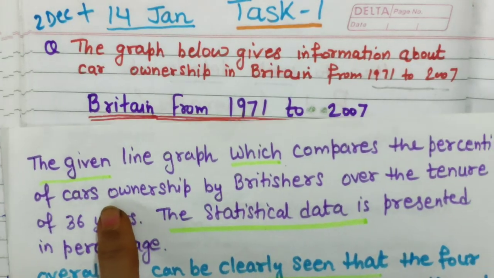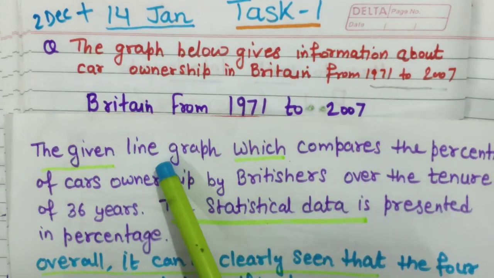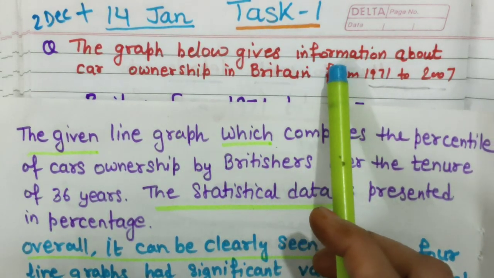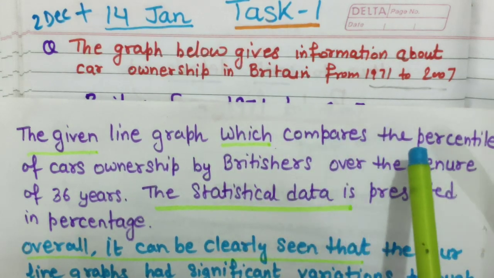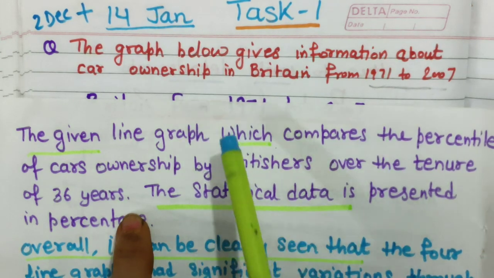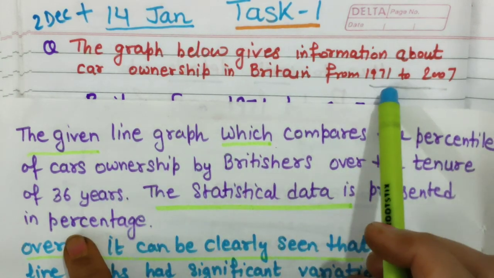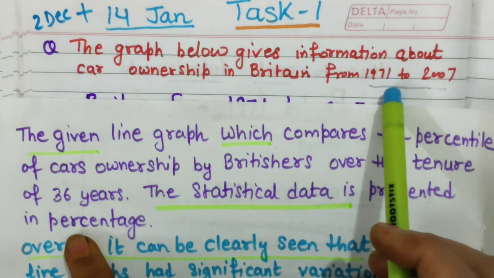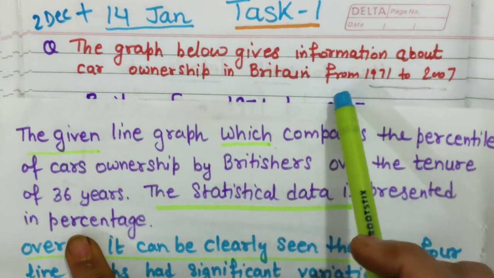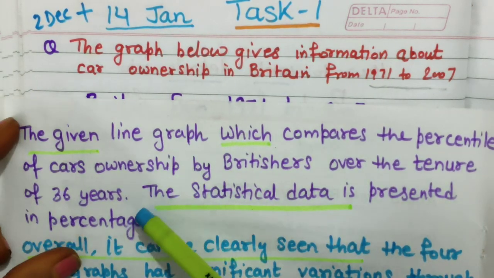Now let's write the introduction. See this graph, I have written: the given line graph compares the percentage of car ownership or possession by Britishers over the tenure of 36 years. You can count the years, or you can also write, between 1971 to 2007, instead of from. The statistical data is presented in percentage. So this is my introduction.